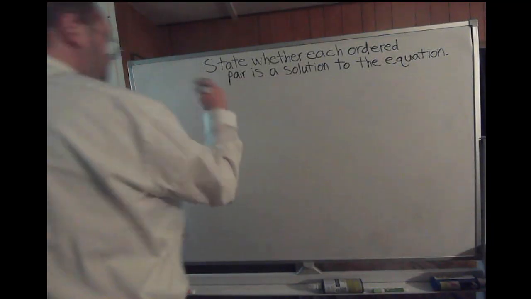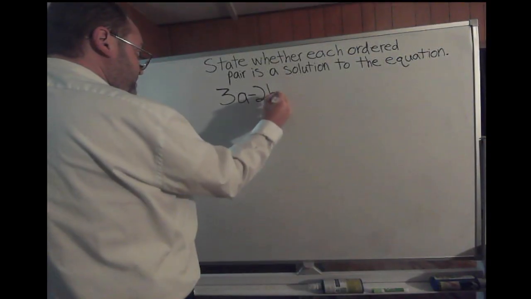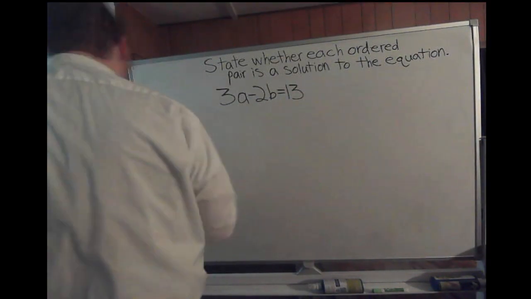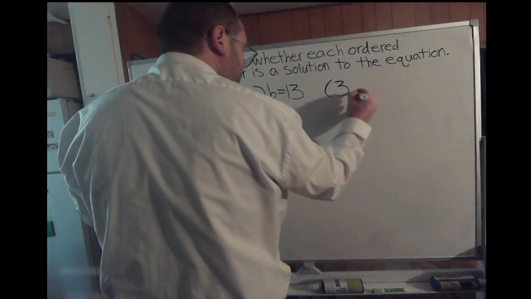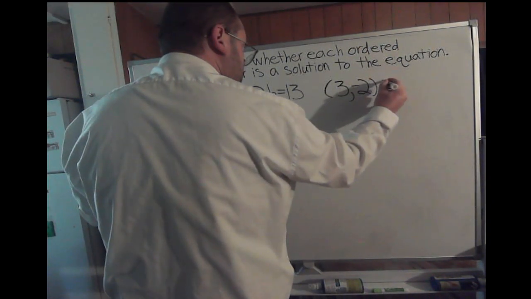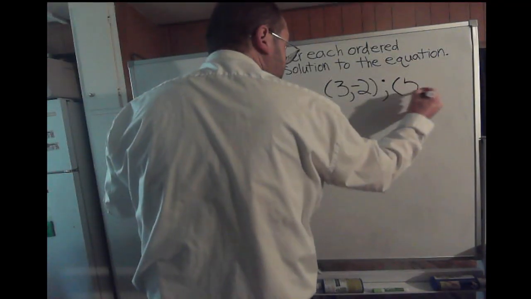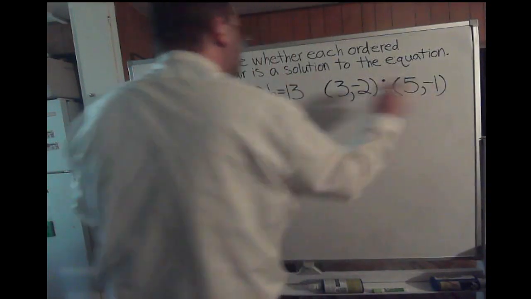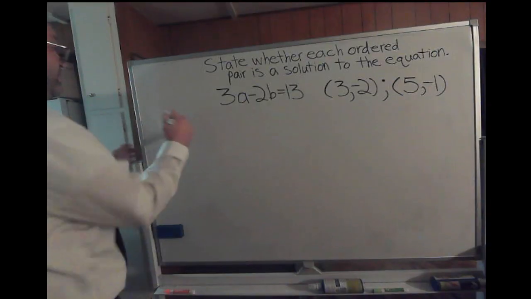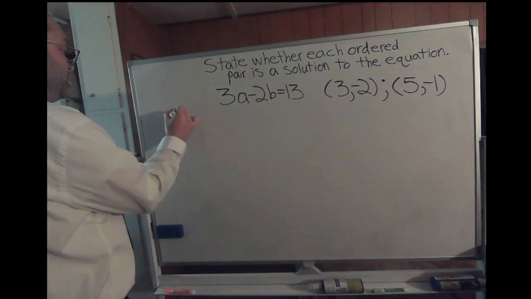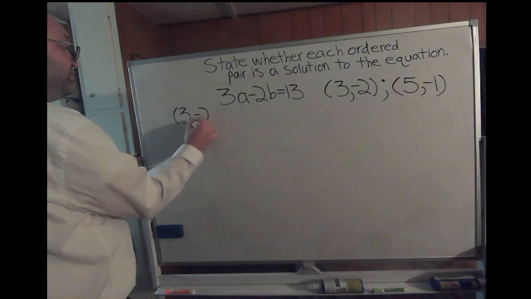Alright, we have 3a minus 2b equals 13. They want to know, are the points 3, negative 2 and 5, negative 1 solutions to this equation? In other words, do they lie on this line? Well, let's figure out 3, negative 2 first. So let's write it here on the left-hand side, 3, negative 2.